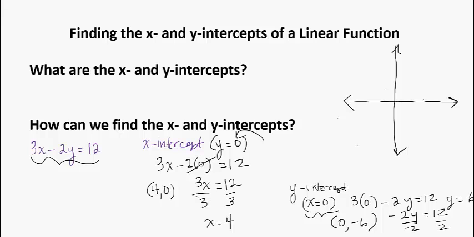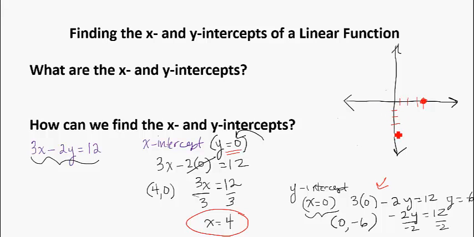Again, we found the x-intercept in this problem was 4. We found that by substituting y as 0, because every point on the x-axis, y is going to be 0. So our x-intercept is going to be (4, 0). That's the point where your graph crosses the x-axis. Your y-intercept is going to be (0, negative 6).